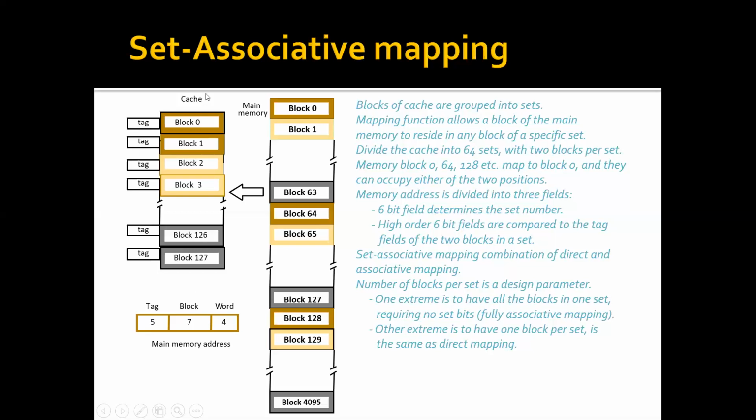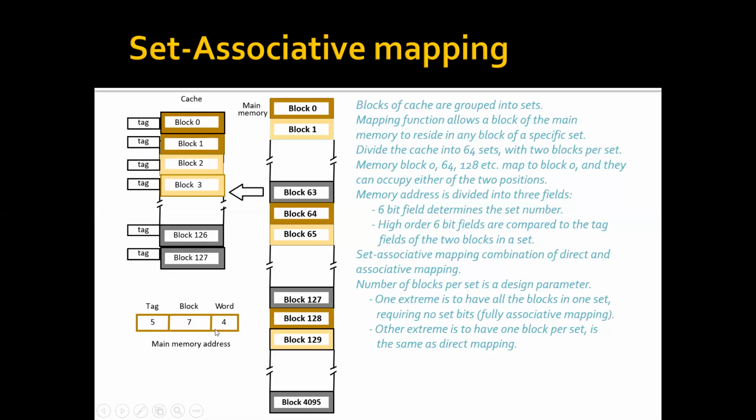Can you tell me, if we have 4 blocks in 1 set, and we said it's a 4-way set associative mapping, how many bits will be there in each of these fields? The number of words in a block is the same, so this will be 4. How many bits are there in the set? If it is 4-way set associative, 2 to the power 7 divided by 2 to the power 2, because 4 blocks in 1 set, is 2 to the power 5. So the set field will have 5 bits.